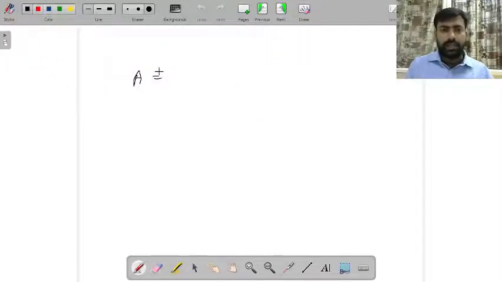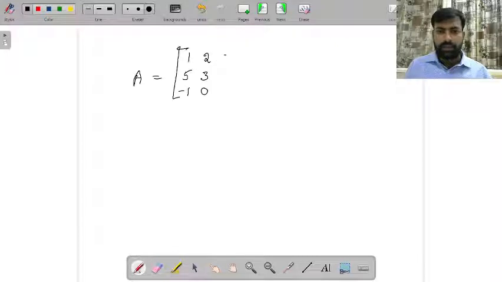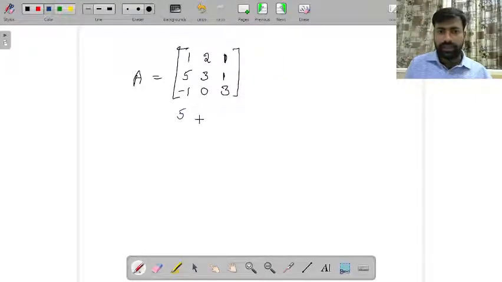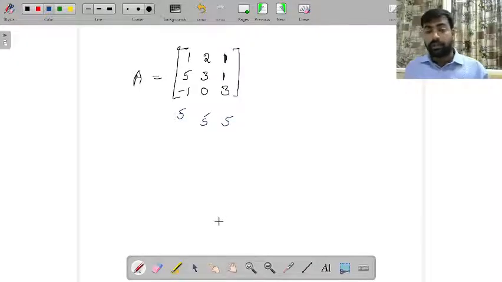Okay, next let me take another matrix, A equal to 1 5 negative 1, 2 3 0, next 1 1 and 3. So this is the matrix I am taking. Now if you look, the row sum is not equal. Why? Because the first row sum is 4, the second row is 9, the third row is 2. But look at the column sum. The first column sum is 5, the second column sum is 5, and the third column sum is 5.